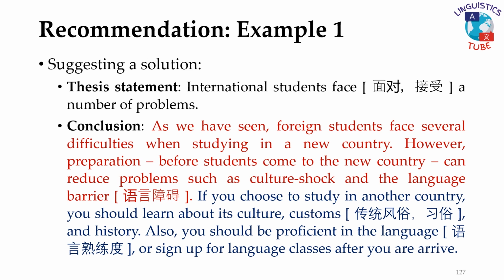Firstly, this so what statement recommends a solution to the problem. The topic is, international students face a number of problems. And the conclusion is, as we have seen, foreign students face several difficulties when studying in a new country. However, preparation before the students come to the new country can reduce problems such as culture shock and the language barrier. If you choose to study in another country, you should learn about its culture, customs, and history. Also, you should be proficient in the language, or sign up for language classes after you arrive. You can see that in the so what statement, the writer is talking directly to the reader, who could be an international student, and giving him or her specific advice to solve the problems discussed in the essay.